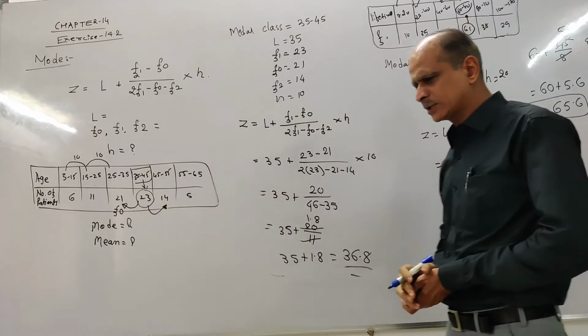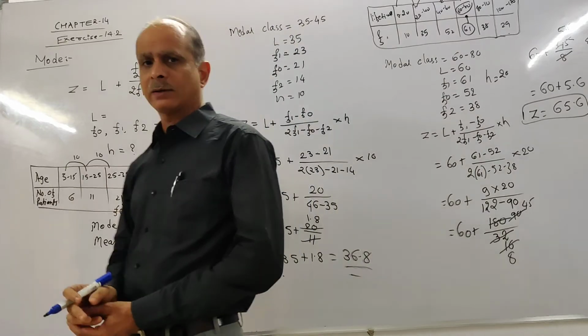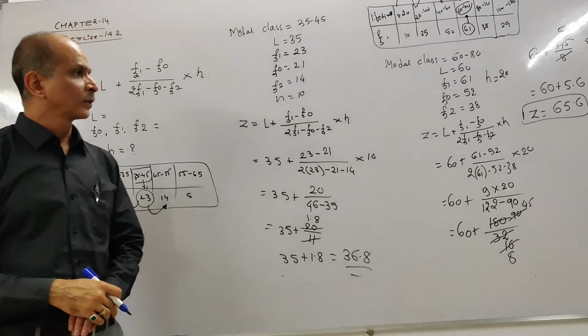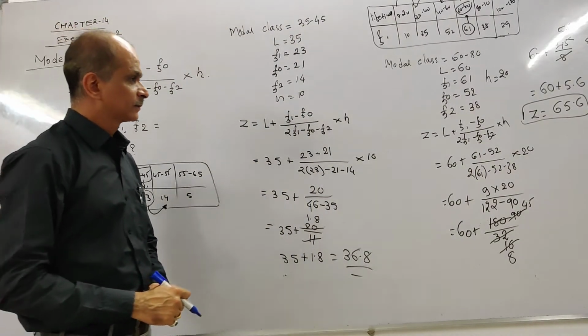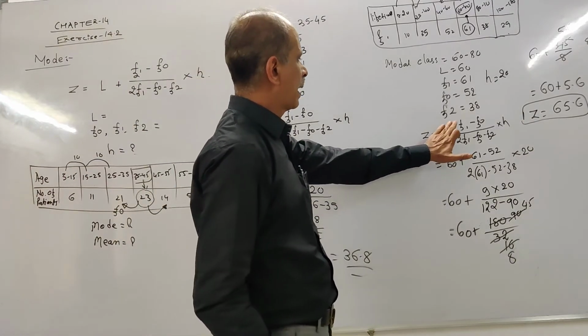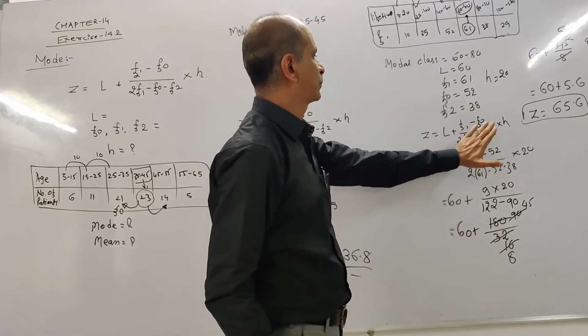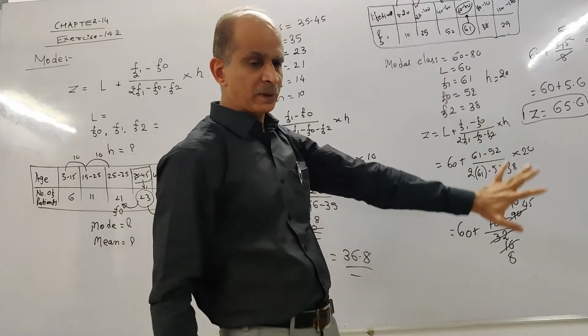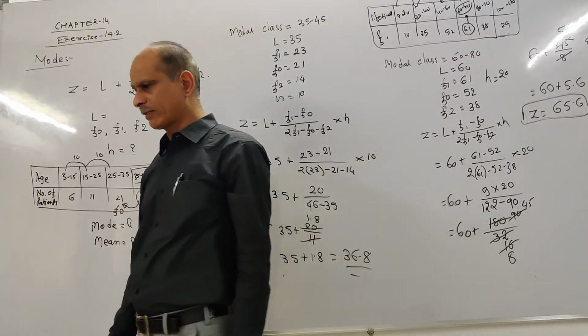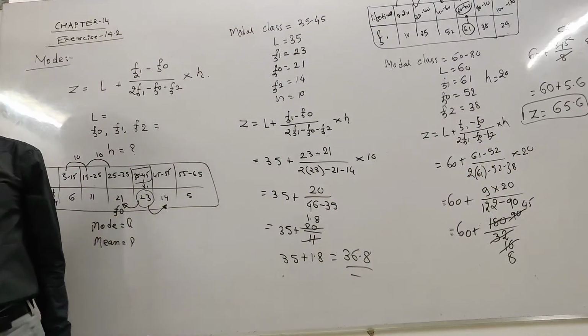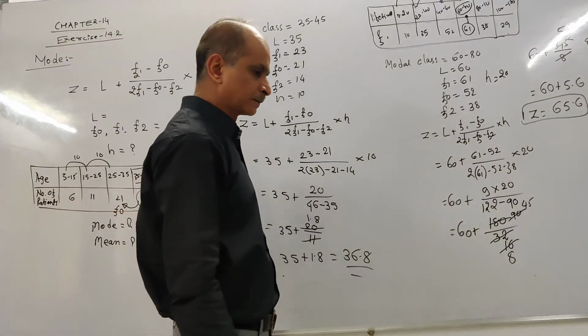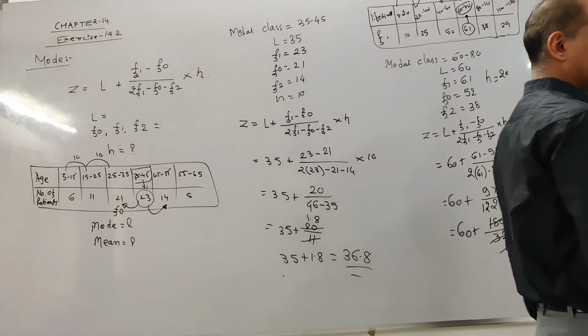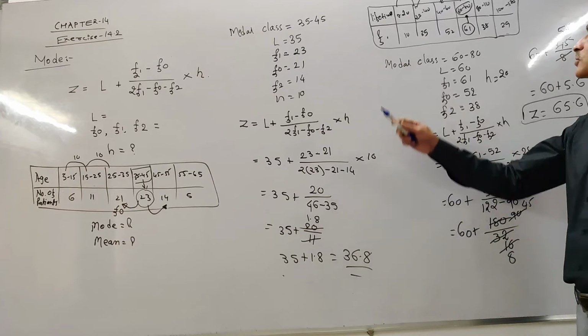You know, very simple procedure to find out the mode of a group data. The procedure is you have to find out L, F1, F0, F2 and H from a given table. Find out the highest frequency. The class against highest frequency, that is known as your model class. The lower limit of a model class is known as what?